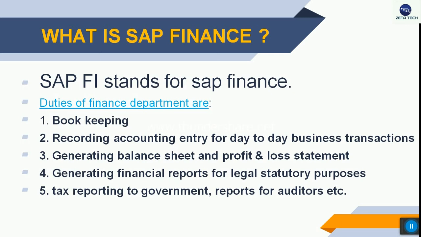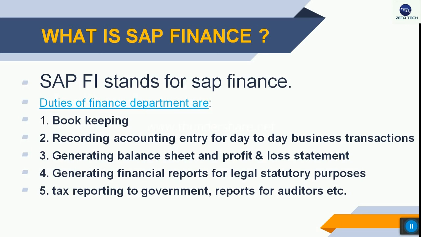Number two is recording accounting entries for day-to-day business transactions. Each and every company, each and every day, requires a minimum amount of money to purchase regular consumption products, like milk, tea, and water. These are the daily consumption products and the daily requirements of a company. If you purchase these types of products and services, you maintain a record. This recording of daily expenses is called recording accounting entries, mainly known as petty cash.